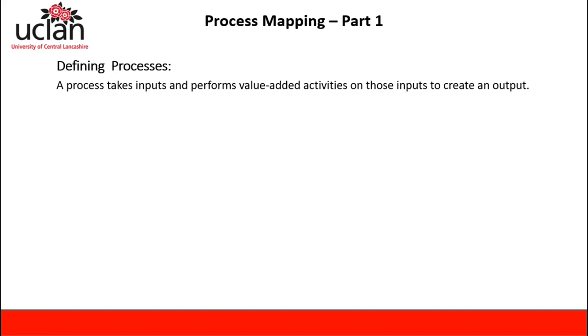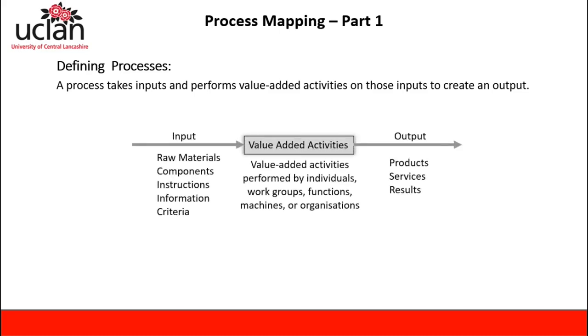So what do I mean by a process? Well, a process takes inputs and performs value-added activities on those inputs in order to create an output. So here we have inputs on the left. We perform value-added activities on those inputs, either by individuals, work groups, functions, machines, or even entire organisations, and we end up with an output, whether it's a product, a service, or maybe a result.